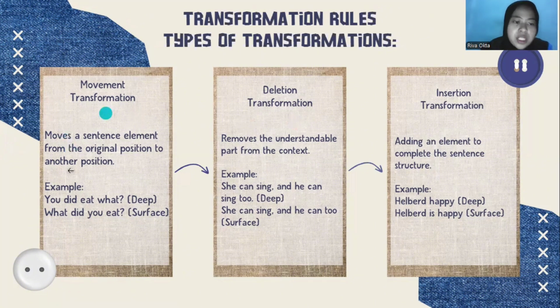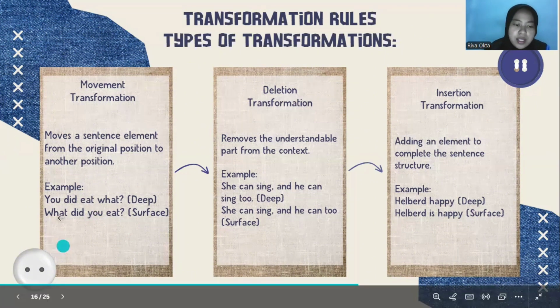Movement transformation moves a sentence element from the original position to another position. Example: "you did eat what" becomes, if I switch to surface structure, "What did you eat?"